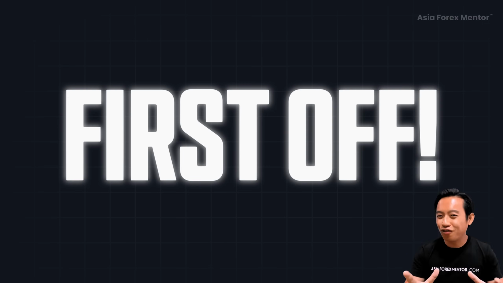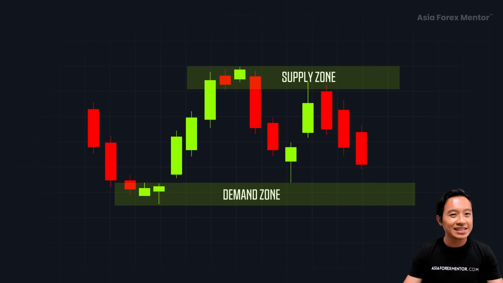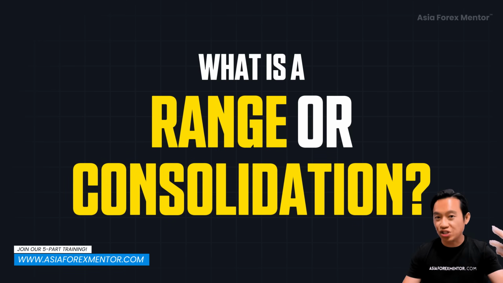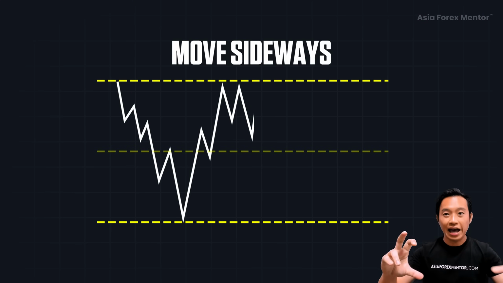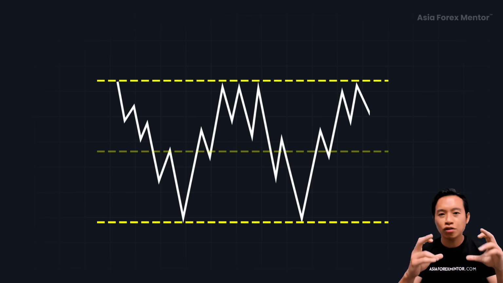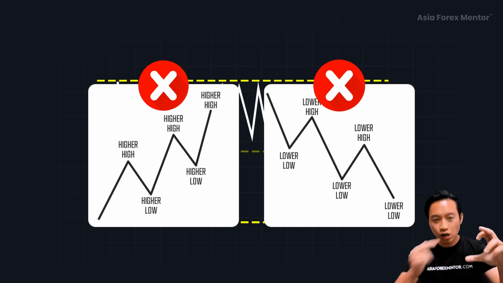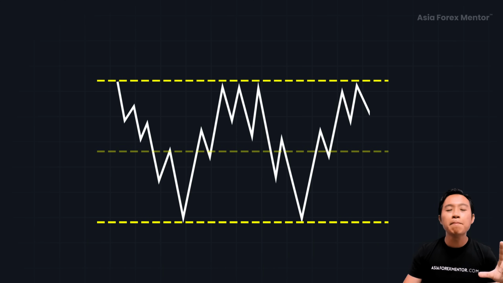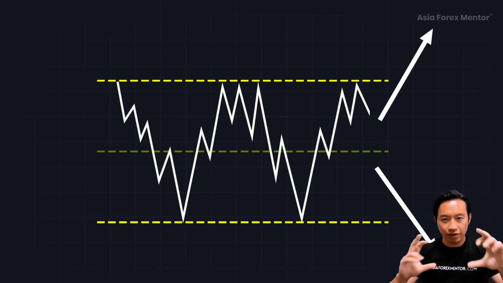Okay, so first off, before diving into the supply and demand zones, you need to understand what a range or consolidation is, because this is going to reveal how the market really moves. A ranging market occurs when the market moves sideways, right? And without following a clear trend. So meaning that it is not consistently making higher highs or higher lows, or lower highs or lower lows. It simply moves sideways without any clear upward or downward direction, like this.